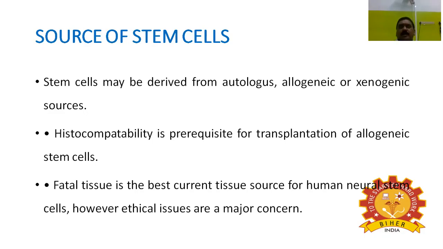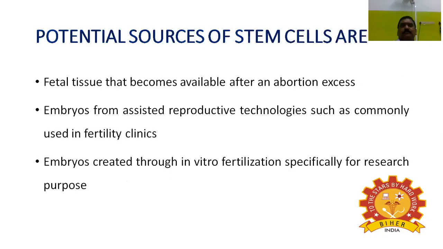Histocompatibility is a prerequisite for the transplantation of allogenic stem cells. Fetal tissue is the best current tissue source for human neural stem cells. However, the ethical issues are a major concern. Next, I'm coming to the potential sources of the stem cells.